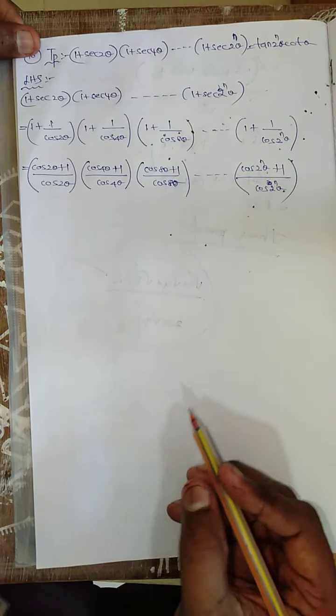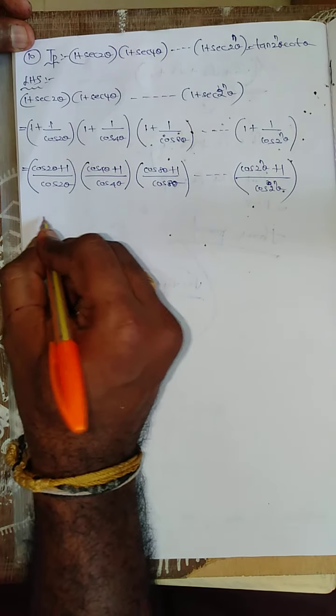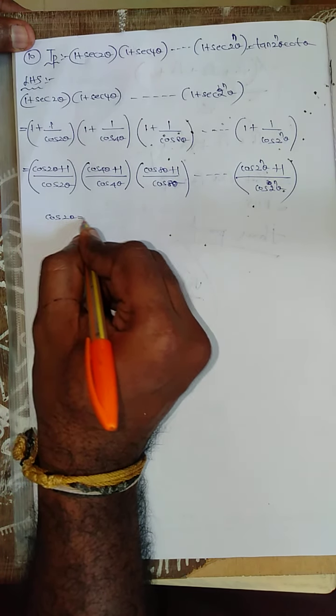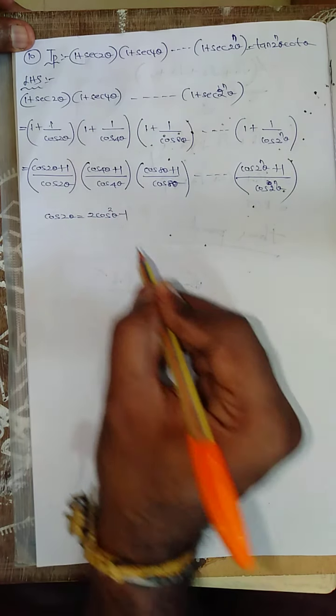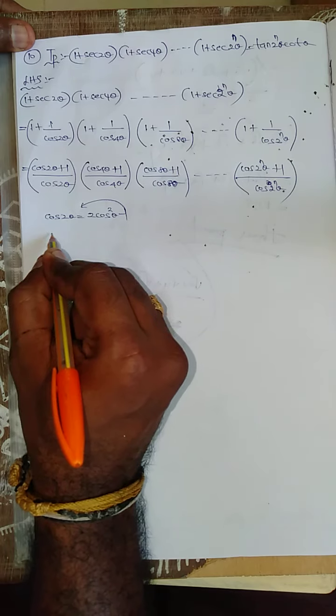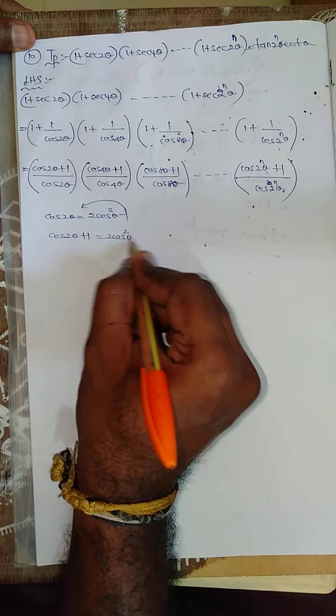So next, what I am going to do, listen very carefully, very important one. First I am going to teach you a formula. What is the formula? You know cos 2 theta is nothing but 2 cos square theta minus 1. The minus 1 comes to this side and becomes plus 1. Cos 2 theta plus 1 is nothing but 2 cos square theta. That is the formula.